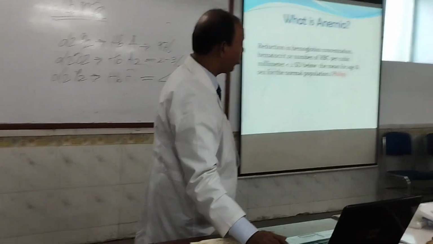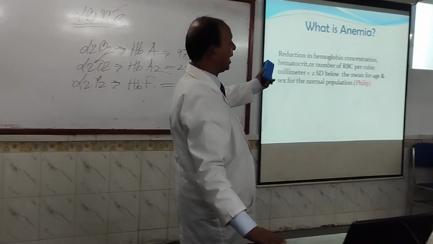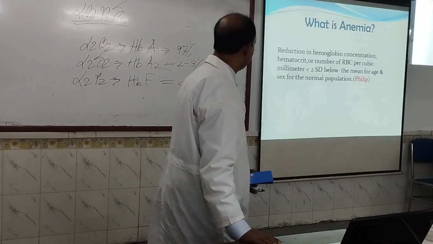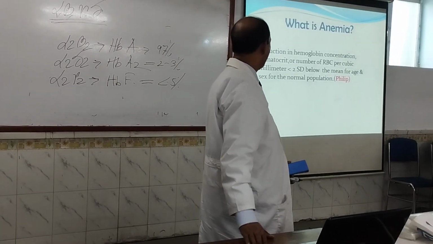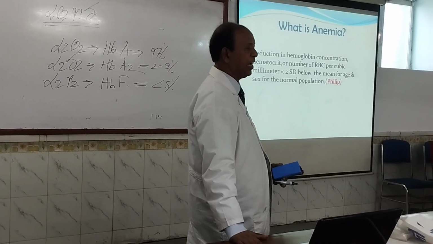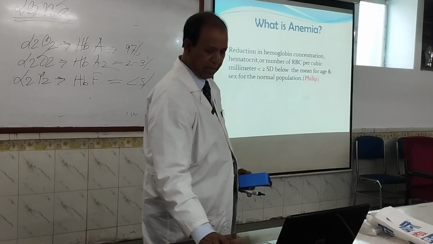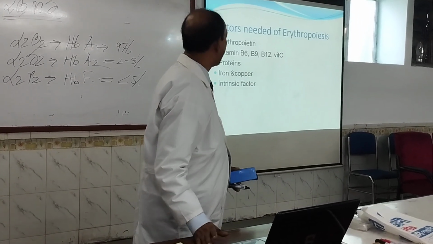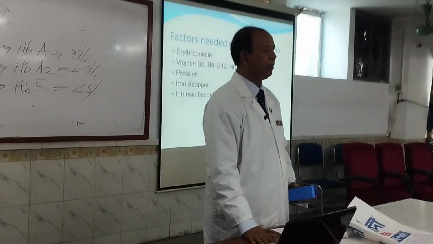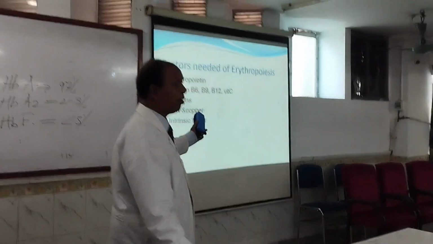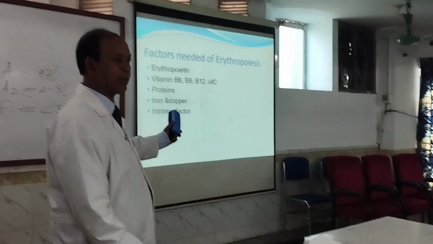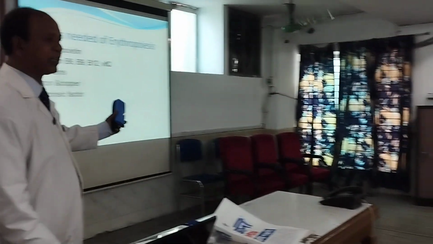Look, what is hemoglobin? What is anemia? Already I told you: reduction of hemoglobin concentration less than normal level, irrespective of sex and age. Remember this one. Next, what are the factors responsible for hemoglobin formation? These are all nutrients. What are the nutrients? You look, take the picture, only picture, never write. You haven't more time for that.